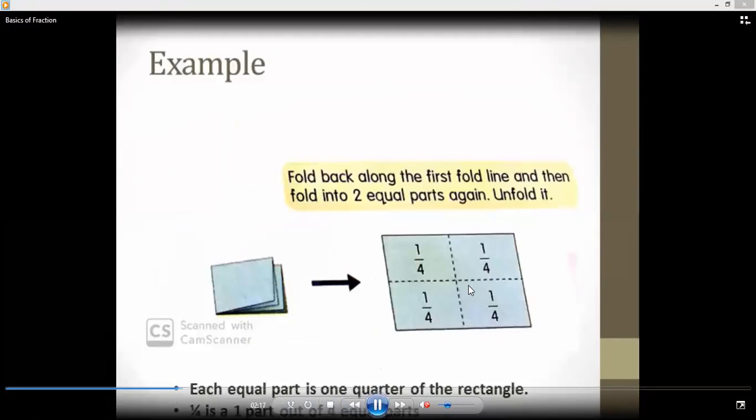Here there are four equal parts. So you write 4 in the denominator. There are total 4 parts. And if I talk about this part, how many parts is it? This is only one part. So I write 1 in the numerator.